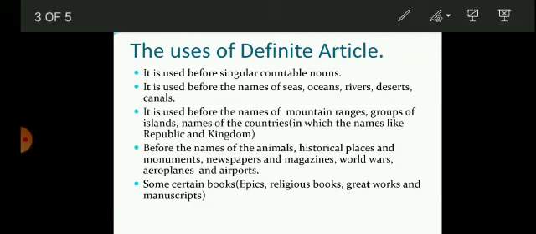Before the names of religious books, the Bible, the Holy Quran, the Bhagavad Gita. Before the names of these religious books, we have to use this definite article. Like these books, before the names of some great works, like The Discovery of India by Jawaharlal Nehru, and some of the manuscripts, the names of these manuscripts use only the definite article.